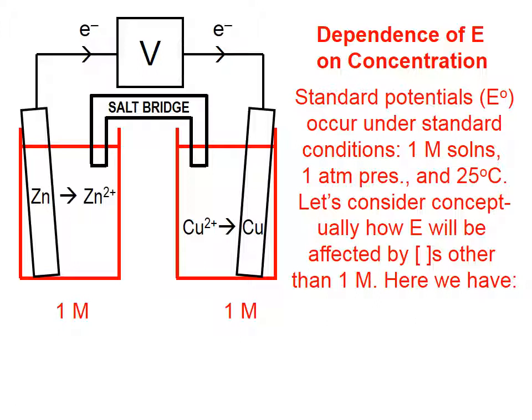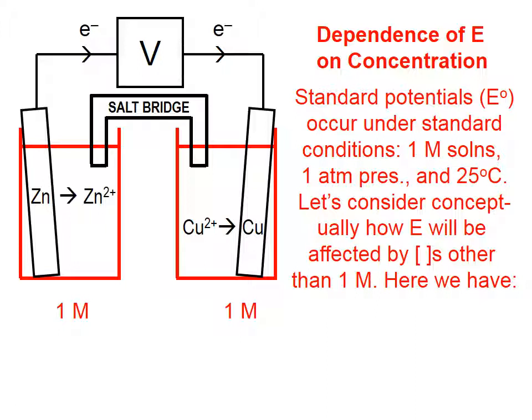Here we're going to look at the dependence of cell potential E on concentration. Standard potentials, E0 values, occur under standard conditions: 1 molar solutions, 1 atmosphere of pressure, and 25 degrees Celsius. Let's consider conceptually how E will be affected by concentrations other than 1 molar.